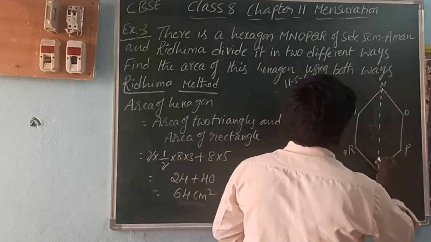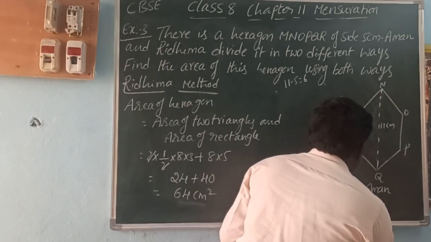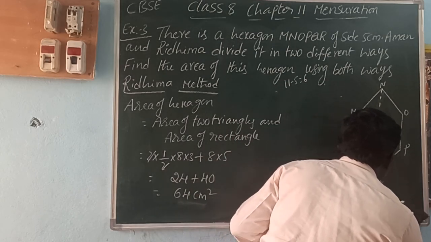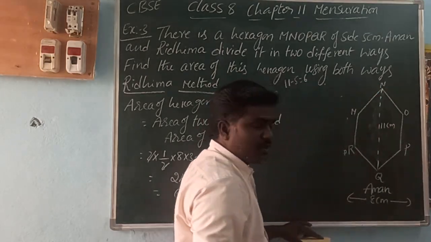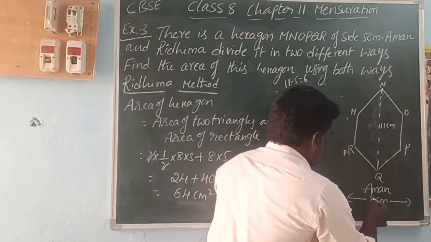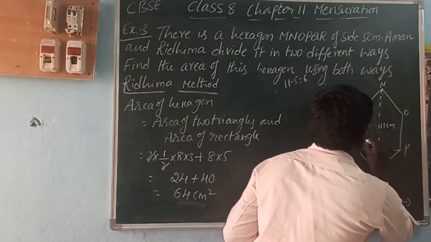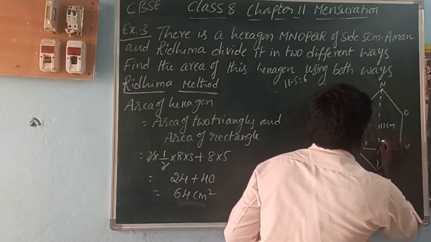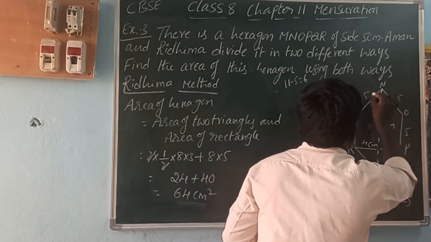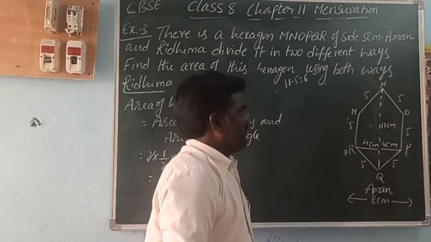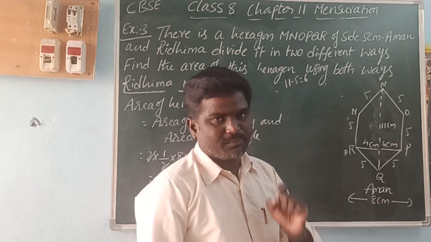So the height of the hexagon is how much? 11 centimeters. Next, the width of the hexagon, how much is given in the actual problem? 8. So when you draw the line, the hexagon is divided into 2 parts. That means the width is also divided into 2 parts. It is equal: here 4, here 4. Each side length is given as 5. So when you draw the line N to Q, the hexagon is divided into 2 trapeziums.